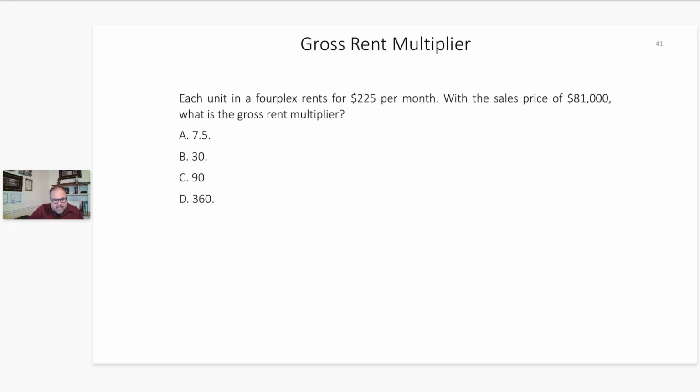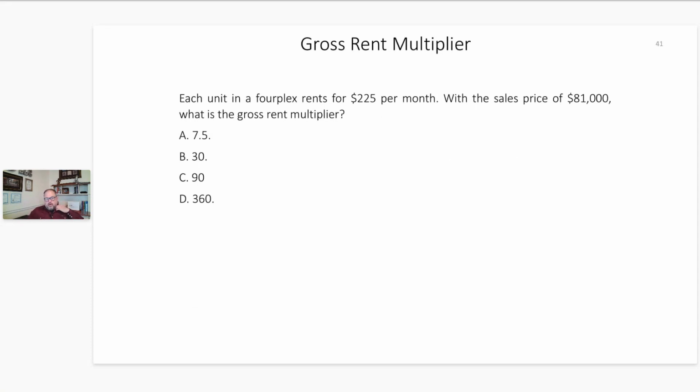Okay, so I write that down on my scratch paper. I know that value equals GRM times rent. So I'm looking for the value. I put my value down equals GRM. That's what I'm looking for, times rent. So if I take 81,000 divided by 900, it's my rent, I get 90, okay, which is my GRM. Be answer C, okay? Answer C.